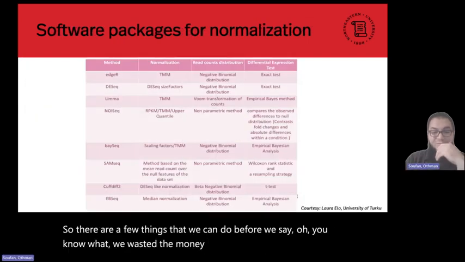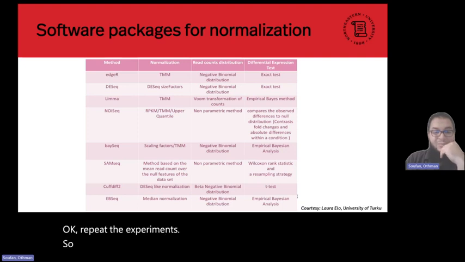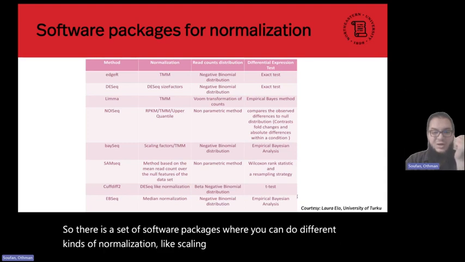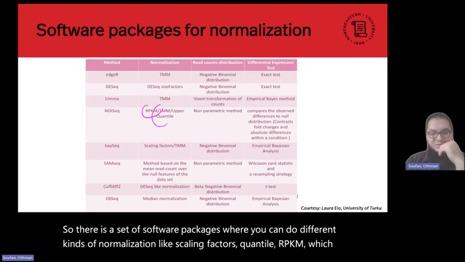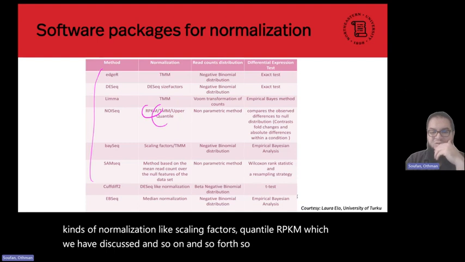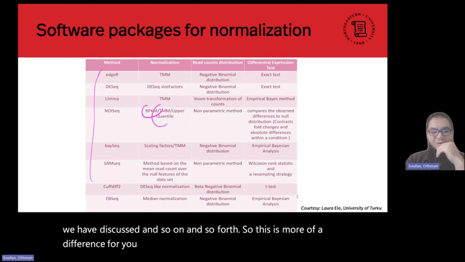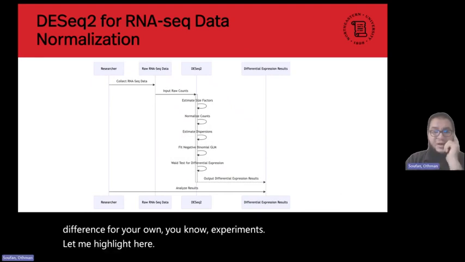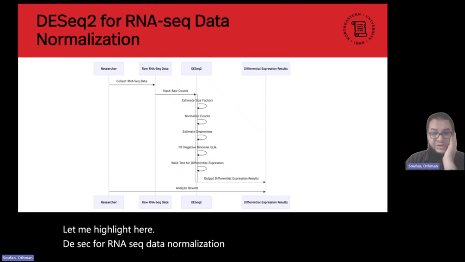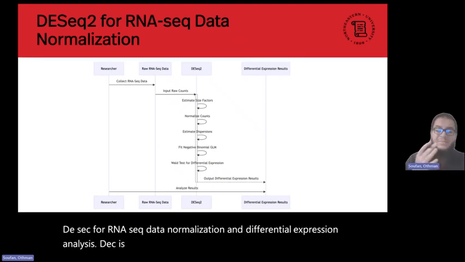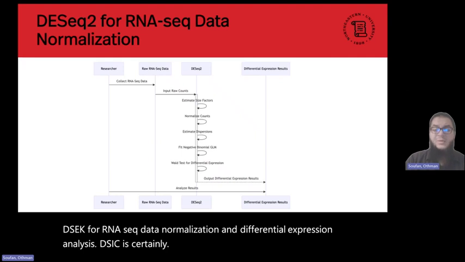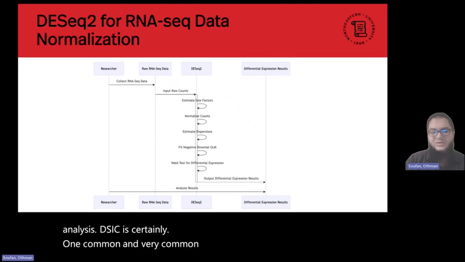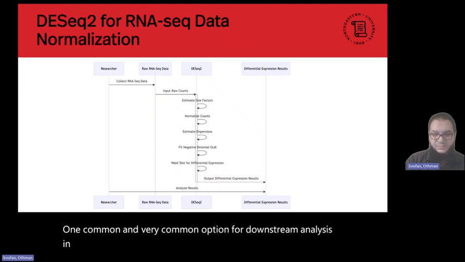Okay, repeat the experiments. There is a set of software packages where you can do different kinds of normalization, like scaling factors, quantile, RPKM, which we have discussed, and so on and so forth. So this is more of a reference for your own experiments. Let me highlight here DE-seq for RNA-seq data normalization and differential expression analysis. DE-seq is certainly one very common option for downstream analysis in RNA-seq data.